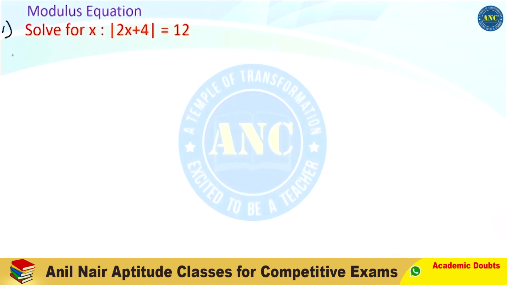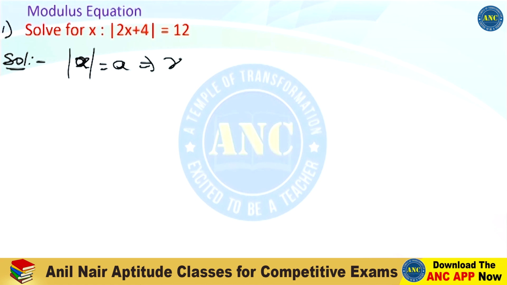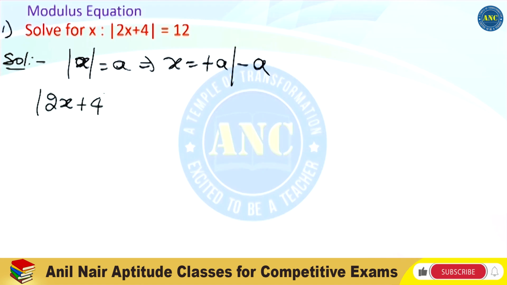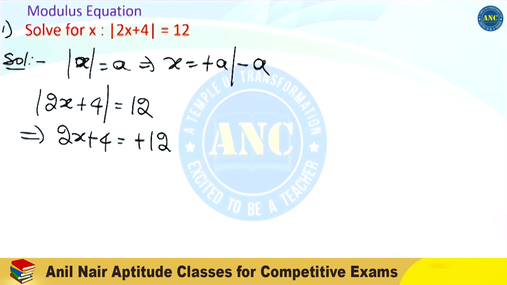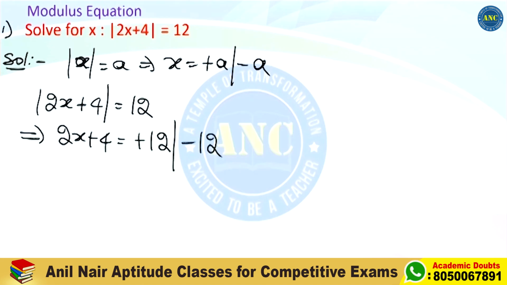Number 1. Mod of 2x plus 4 equivalent to 12. Already we have seen mod x equivalent to a. So if I remove the modulus, either it can be plus a or it can be minus a. Similarly, mod of 2x plus 4 is nothing but 12. That means if I remove modulus, this will be plus 12 or minus 12.